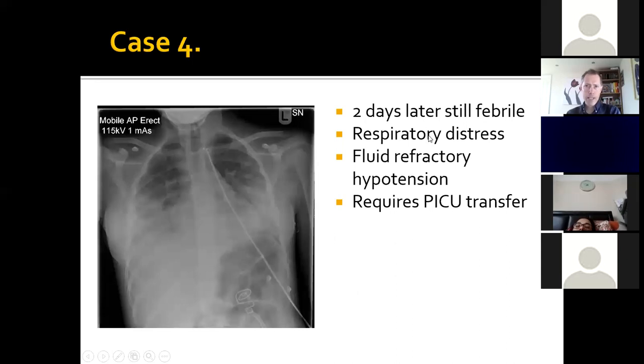But 2 days later, she was still febrile. She started to develop respiratory distress and then fluid refractory hypotension and required transfer to pediatric intensive care. So she clearly has got much sicker.